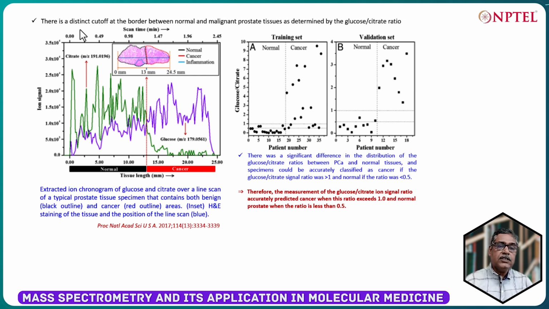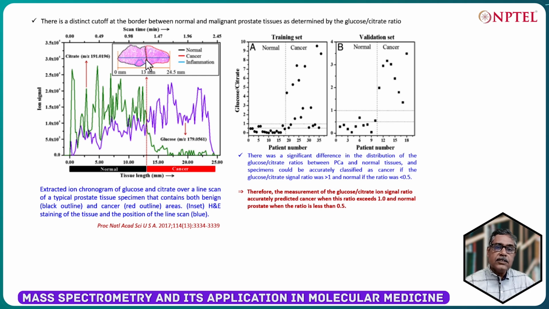So, there is a distinct cutoff at the border between normal and malignant prostate tissues, as determined by the glucose over citrate ratio. This is a tissue, for example. This portion has inflammation, normal is encircled by black, and then cancer by red. Now, this represents citrate, and this represents glucose. So, this is the extracted ion chromatogram of glucose and citrate over a line scan.